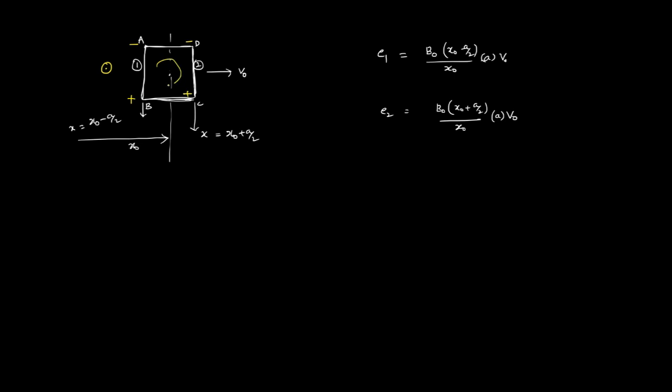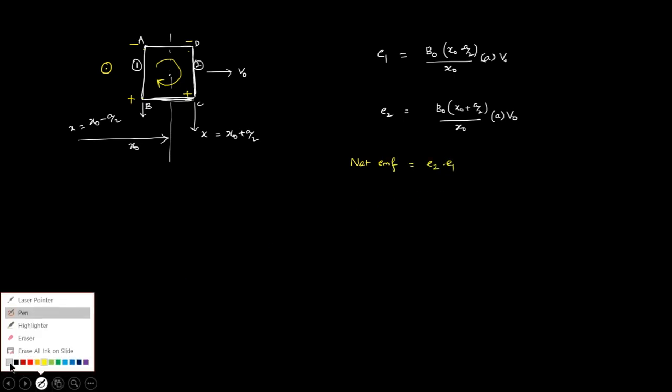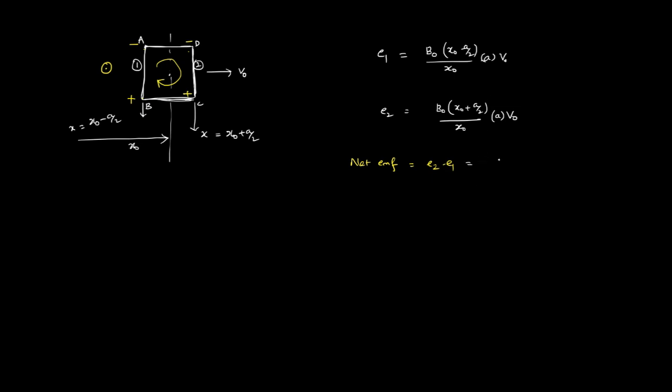Then what will the total EMF be? Negative negative added, positive positive added means the net EMF has to be subtracted. So it is E2 minus E1, that is the net EMF. If I go with E2 minus E1, B naught A V naught by x naught multiplied with, x naught cancels out, a by 2 minus of minus a by 2, it will be plus a by 2. That means B naught a square V naught by x naught will be the EMF when the square loop is moving.